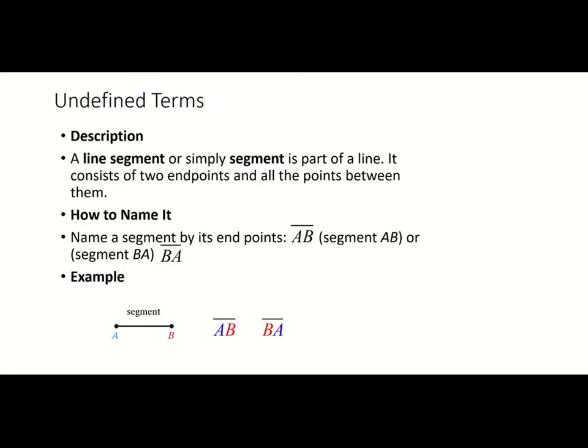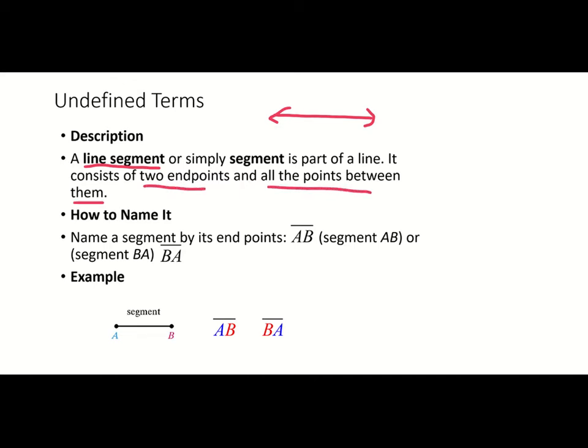Right, so next, we have our undefined term of a line segment. And I talked briefly about this earlier. So a line segment is just part of a line. So remember, if you have a line, it goes on infinitely in either direction. And I said, even though a line has a length, we can't really measure a line because it goes on infinitely. But we can measure a line segment. And a line segment, it's part of a line. It consists of two endpoints and all the points between them.